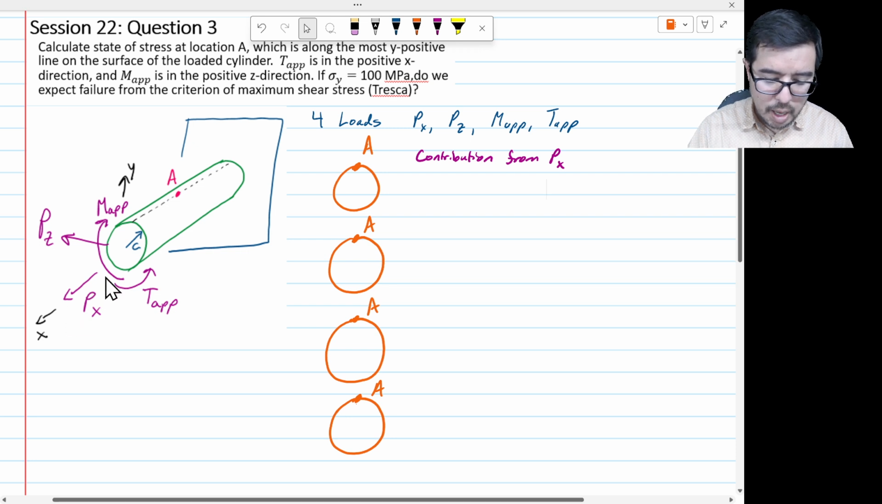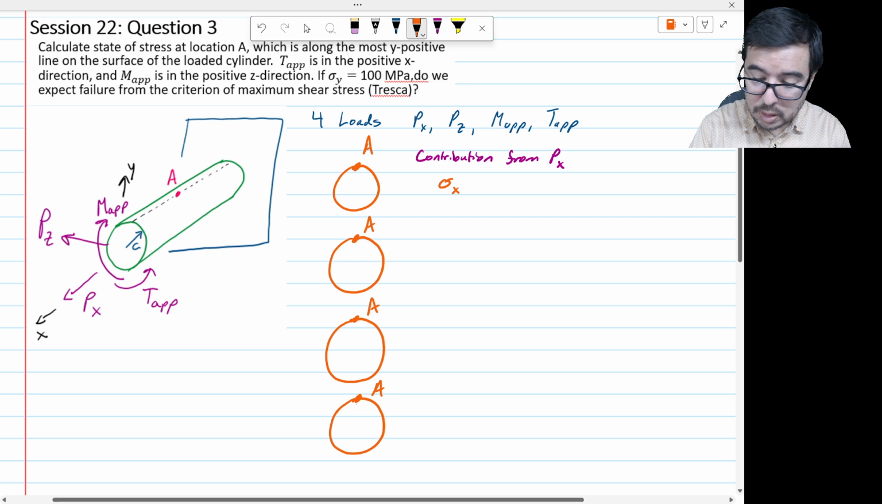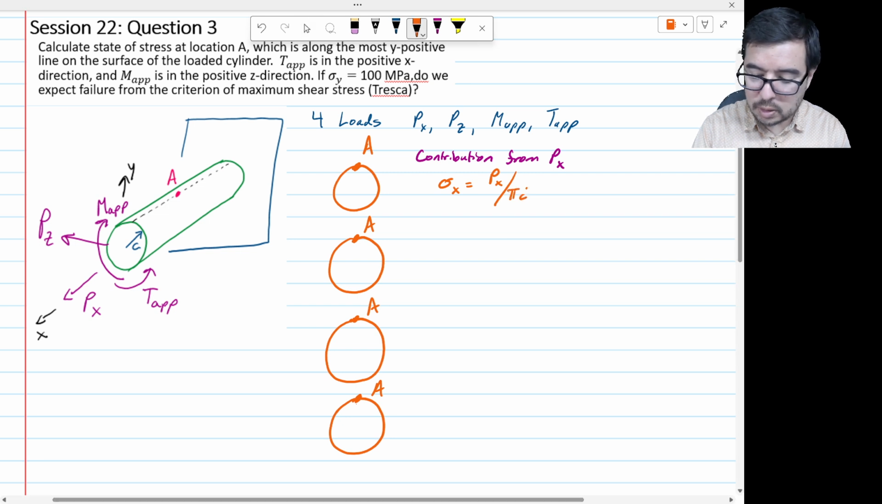Well, what is going on with PX? PX is this axial load, and it's in the x direction, and so there is going to be some state of stress there. It's essentially just pulling in the x direction. So I already know from experience that sigma x here is going to be PX divided by the cross-sectional area. Instead of A, which is confusing, we'll just write it out as pi c squared.